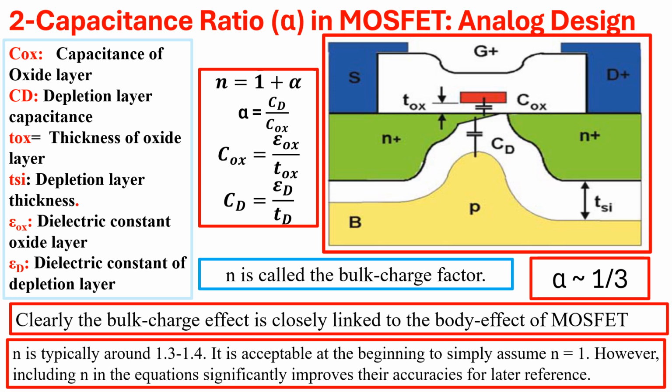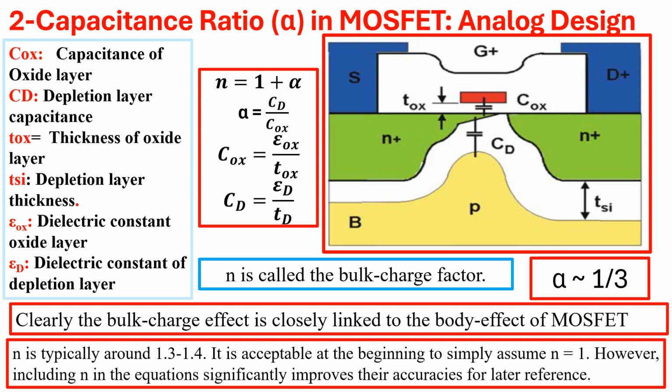Bismillahirrahmanirrahim. In this unit, we will introduce some fundamental terminology related to MOSFET physics and device modeling, such as C oxide, capacitance of oxide layer, CD, depletion layer capacitance, T oxide, thickness of oxide layer, TSI, depletion layer thickness, epsilon oxide, dielectric constant of oxide layer, epsilon D, dielectric constant of depletion layer, capacitance ratio, and bulk charge factor.